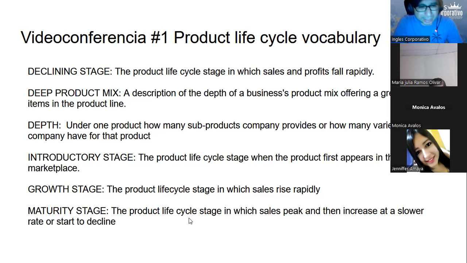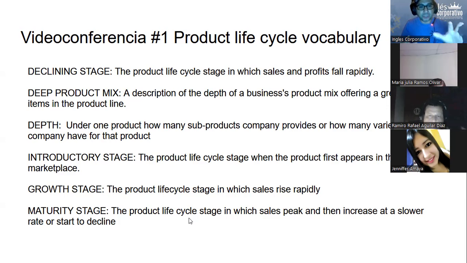or start to decline. Let's analyze some words here. So peak, anybody knows what is a peak? Parte más alta. That is it. That is the top. So when you launch a product to the public and you reach the peak, it means that is the top. And then it says increase at a slower rate. So it means that you are selling a lot of products and then it stops, and maybe you are selling but not increasing, or starts to decline. So the name of that product life cycle stage is called maturity stage.